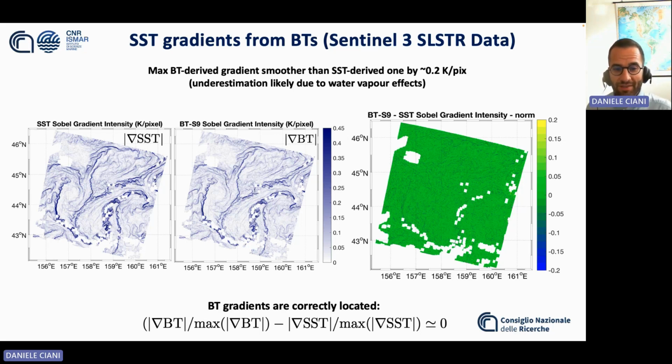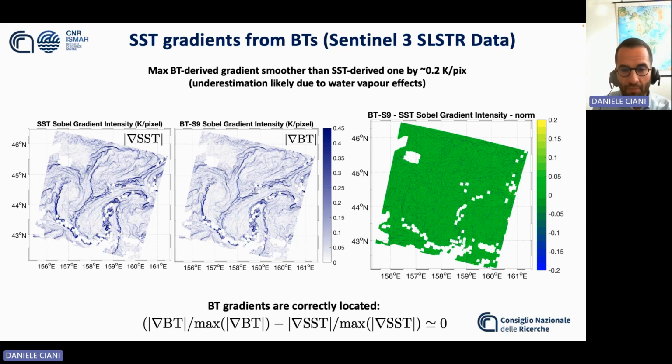By the way, if we compare these two quantities in a normalized way, so dividing each of the two estimates by the maximum value, we obtain a 2D map, which is basically given by zero values everywhere. We can just see small scale noise, but there is really no possibility to recognize the main SST gradient features from this difference, which means that the two estimates are able to correctly locate the thermal gradients at the sea surface, so that we have a chance to make a correct description of the structures from the brightness temperature field.